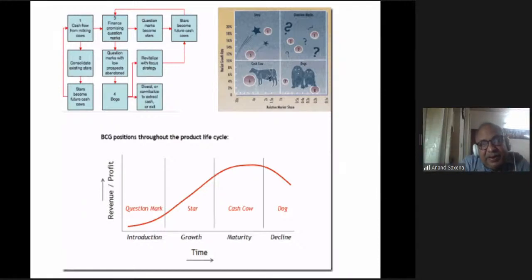This diagram on the left panel, that is the northwest panel, shows that cash flow from milking cows can be spent on the promising question marks, with a view to making them into stars, and the stars become future cash cows, right? Now that is the kind of framework. Or they may be used for consolidating existing stars, and then the stars straight away become the future cash cows. So that is one causality, or the direction of the thing. So there can be very many ways of contributing to the sustainable competitive advantage of the firm.